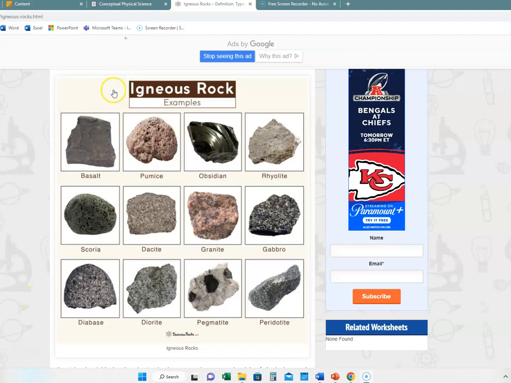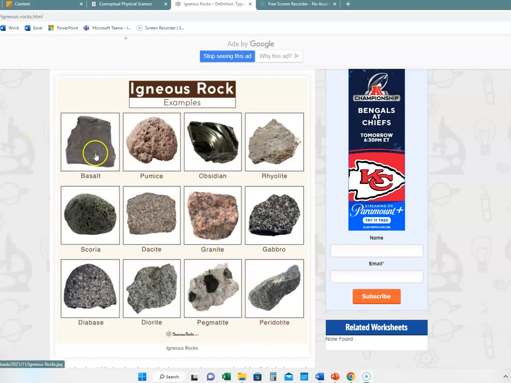All right, we were talking earlier about igneous rocks. I just wanted to show some examples. The most important are, of course, basalt and granite. Obsidian is a type of glass, a black glass that you find near volcanoes. These others are a little bit more exotic, but basalt.